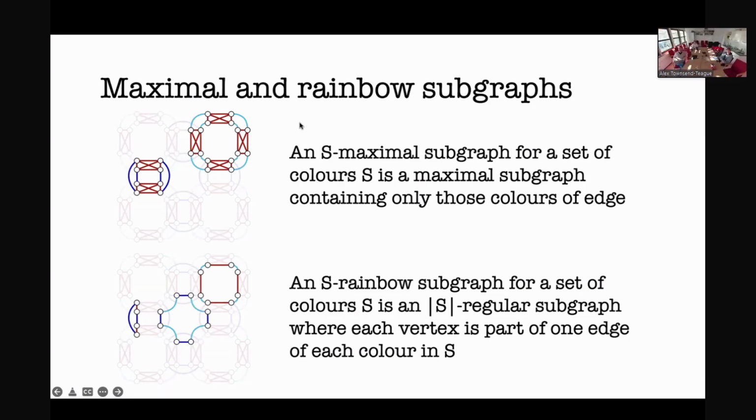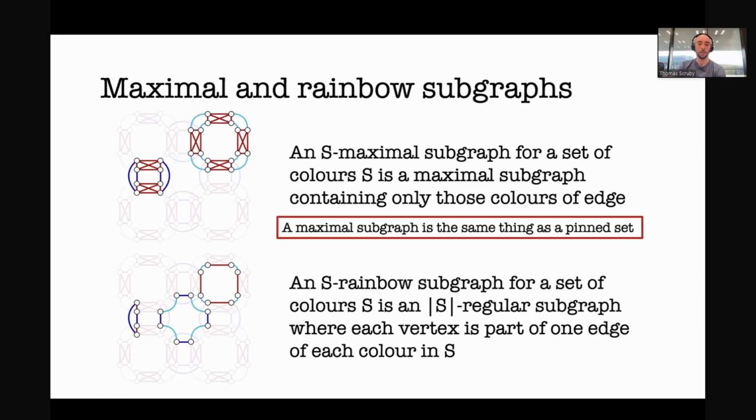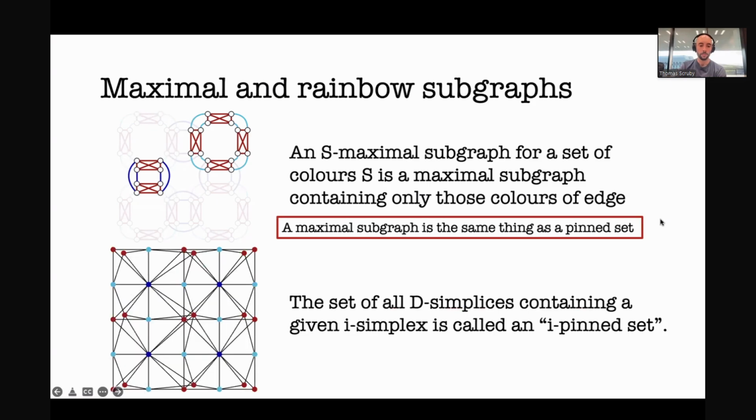I get it. Okay. And something important that we want to notice is that this idea of a maximal subgraph is the same thing as a pin set. I'll recall the definition of a pin set here, and then we can compare this graph to the complex that it came from. For example, if I take this 0 pin set associated to this dark blue vertex, it's the set of all of these two simplices around it that contain it. And that's the same thing as this maximal light blue red subgraph.